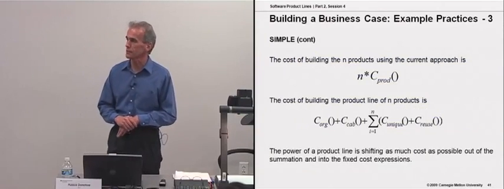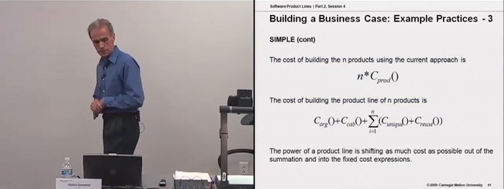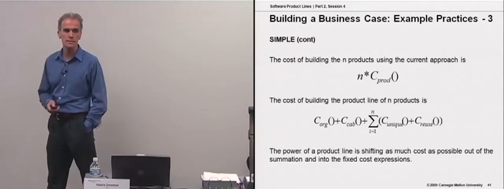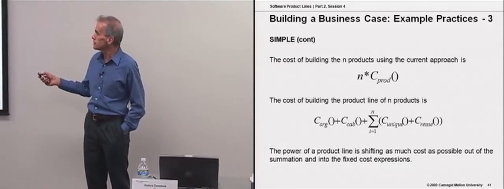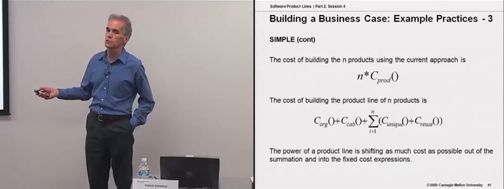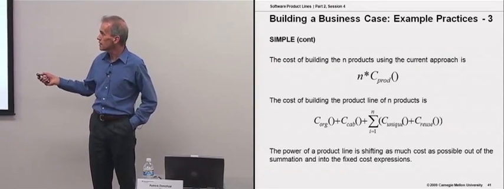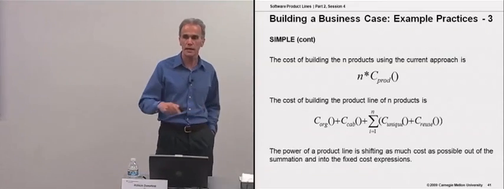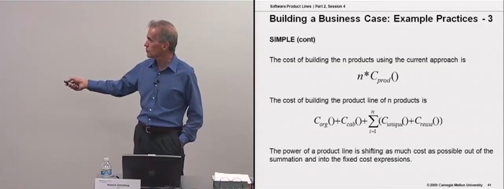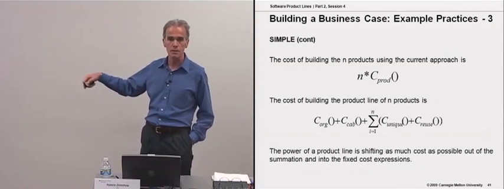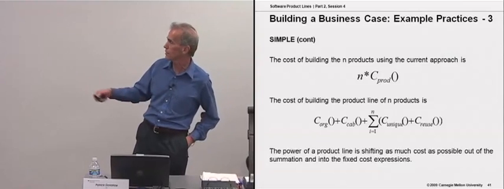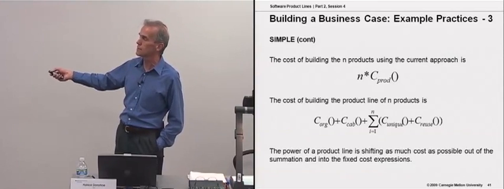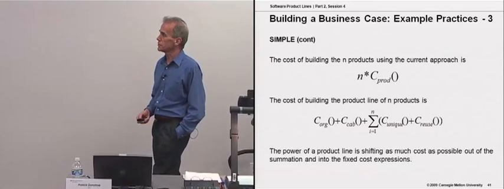Here is an example of the kinds of expressions you find in the SIMPLE model. So we want to build N products as a product line. If we build them the old way, this expression says that if the cost of the products is roughly the same for the N products, then the total cost is simply a multiple of this. If it's not the case that they are largely the same cost, that there is a difference across the set of N products, then this would be a summation from 1 to N.